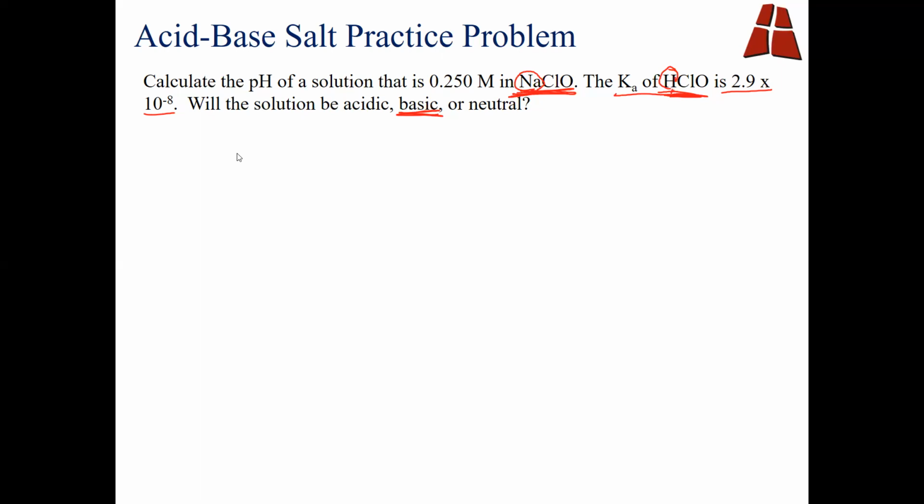The other thing we should always do to start equilibrium problems is write out the relevant chemical equations, as well as our K values. And so if we're starting with sodium hypochlorite, NaClO, that's a salt. So our first step, if you remember from last class, is to have it dissolve. So we end up with Na+ aqueous and ClO- aqueous, right?